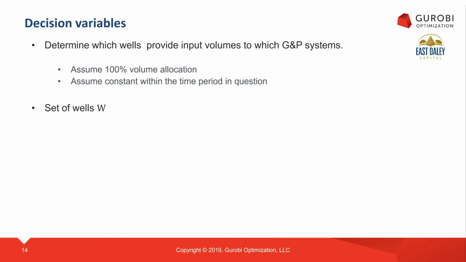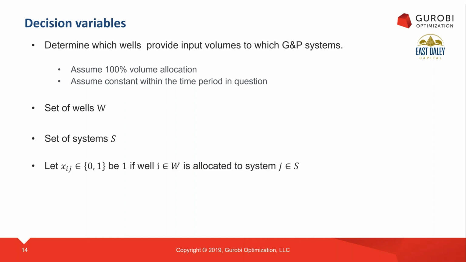So let's add in some data. We're going to need a set of wells. We're going to need a set of systems. And we're going to add some binary decision variables that say x_ij is 1 if well i is allocated to system j, 0 if not.